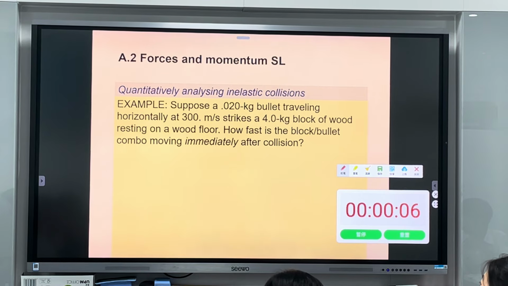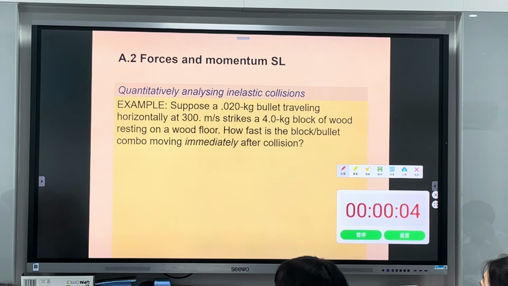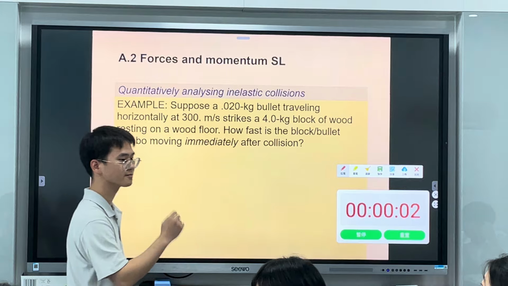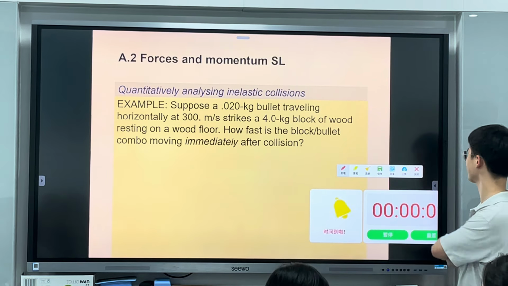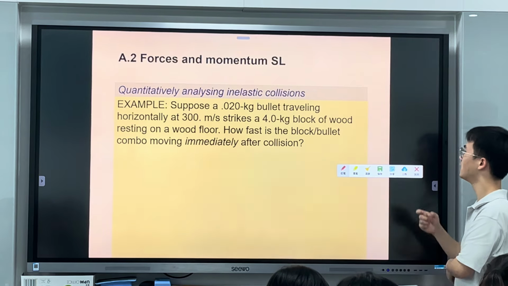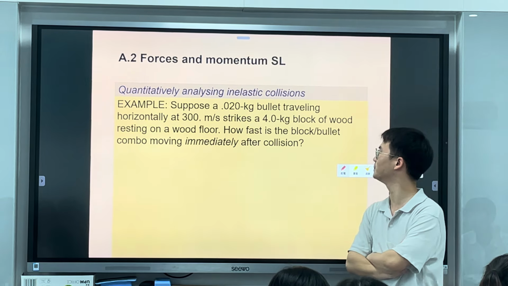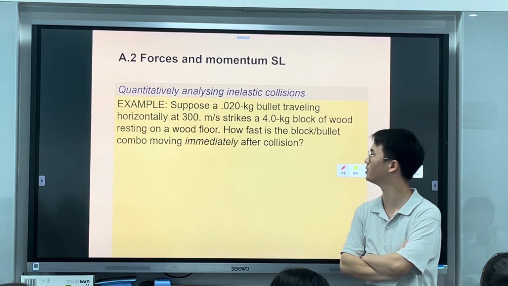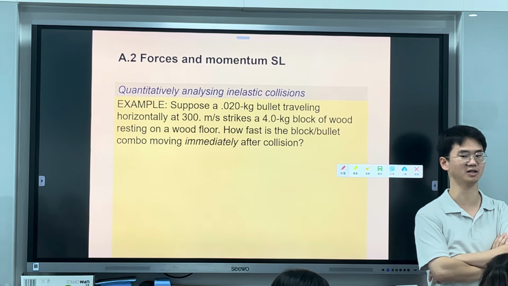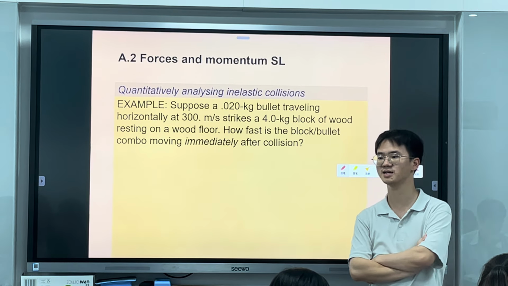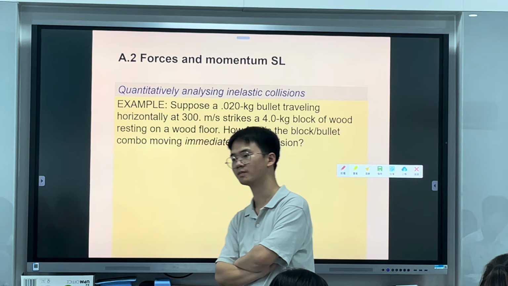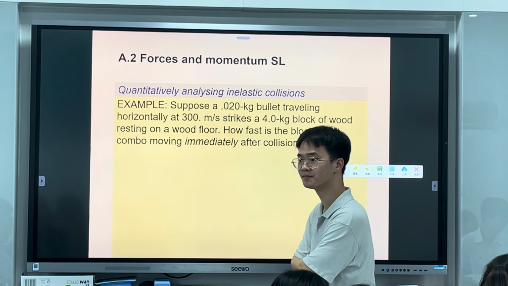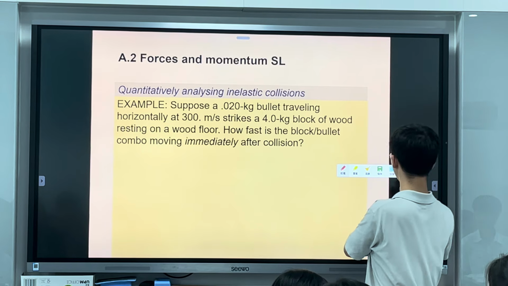Okay, so how fast is this block-bullet combo moving immediately after collision? Let's say Jessica, 1.4 meters per second, 1.49.